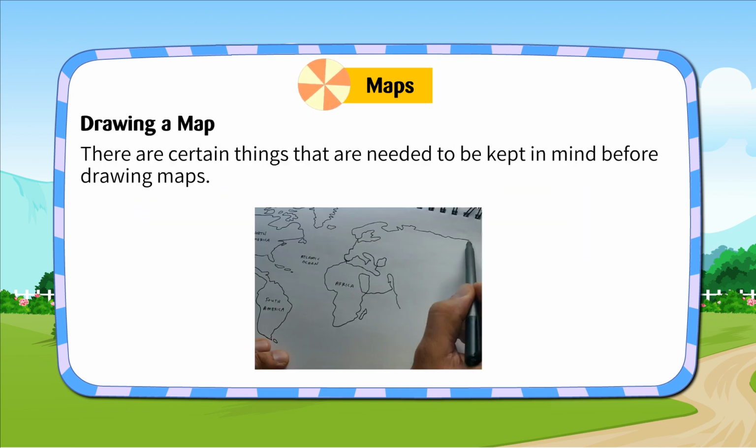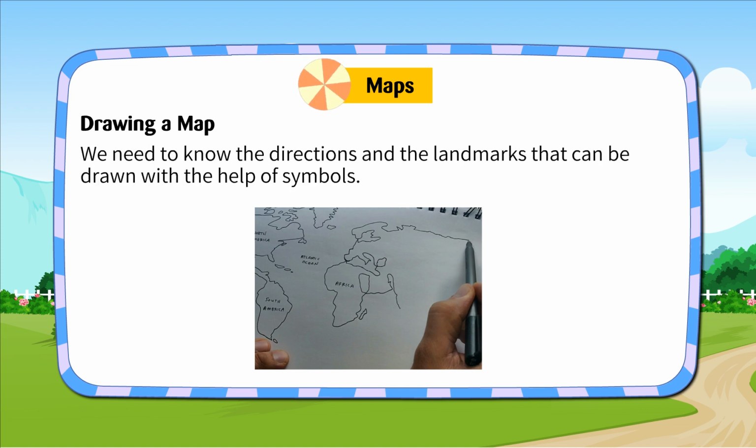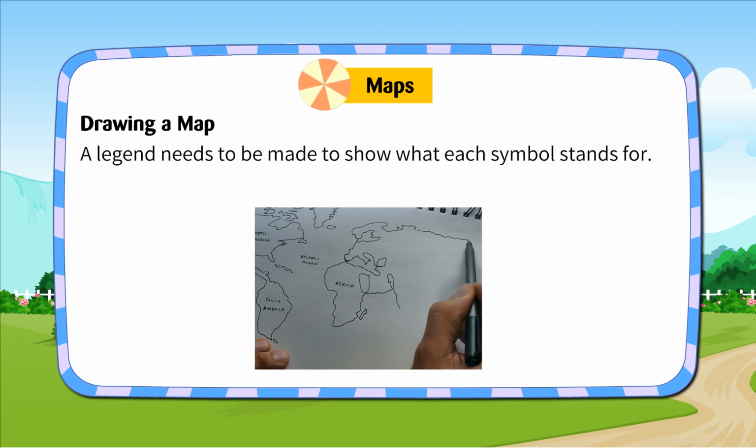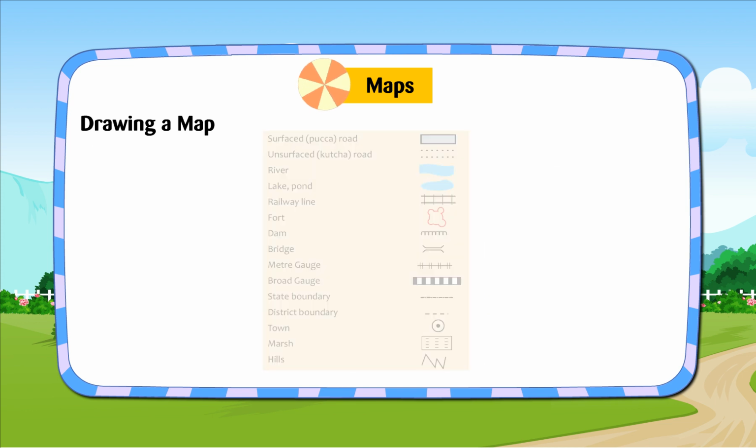Drawing a map. There are certain things that need to be kept in mind before drawing maps. We need to know the directions and the landmarks that can be drawn with the help of symbols. A legend needs to be made to show what each symbol stands for. A scale should be made to find out the distance between two places.